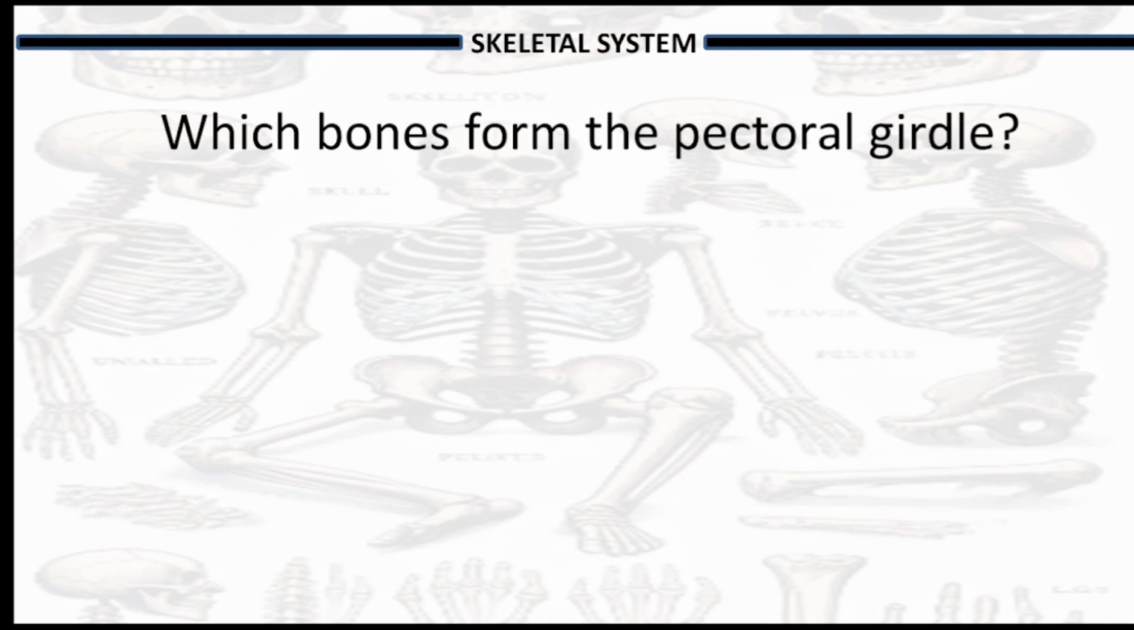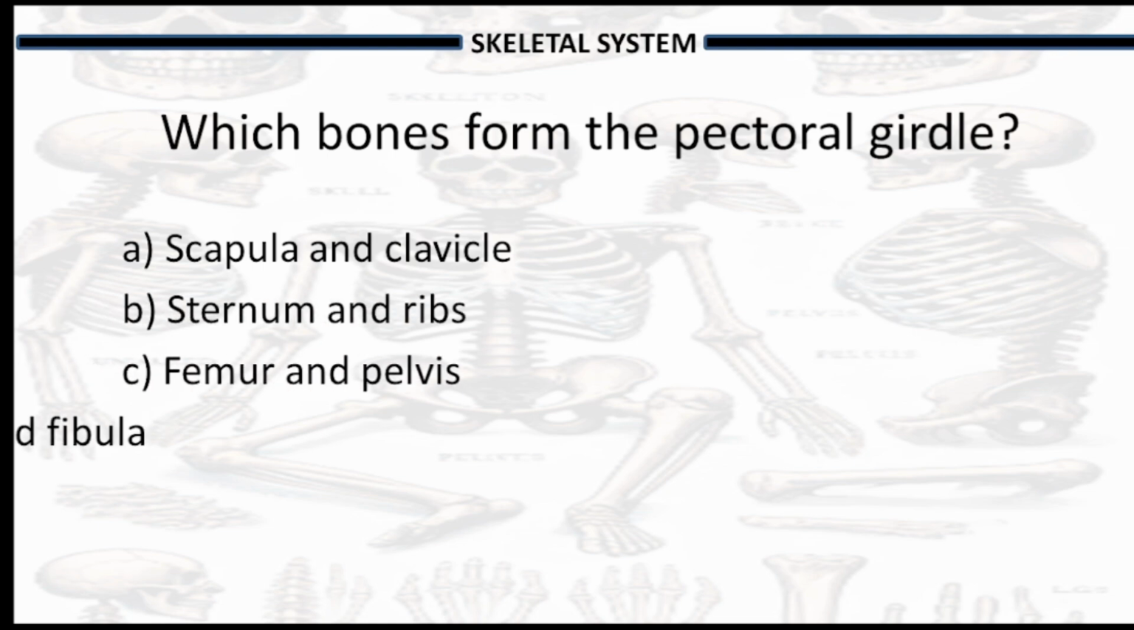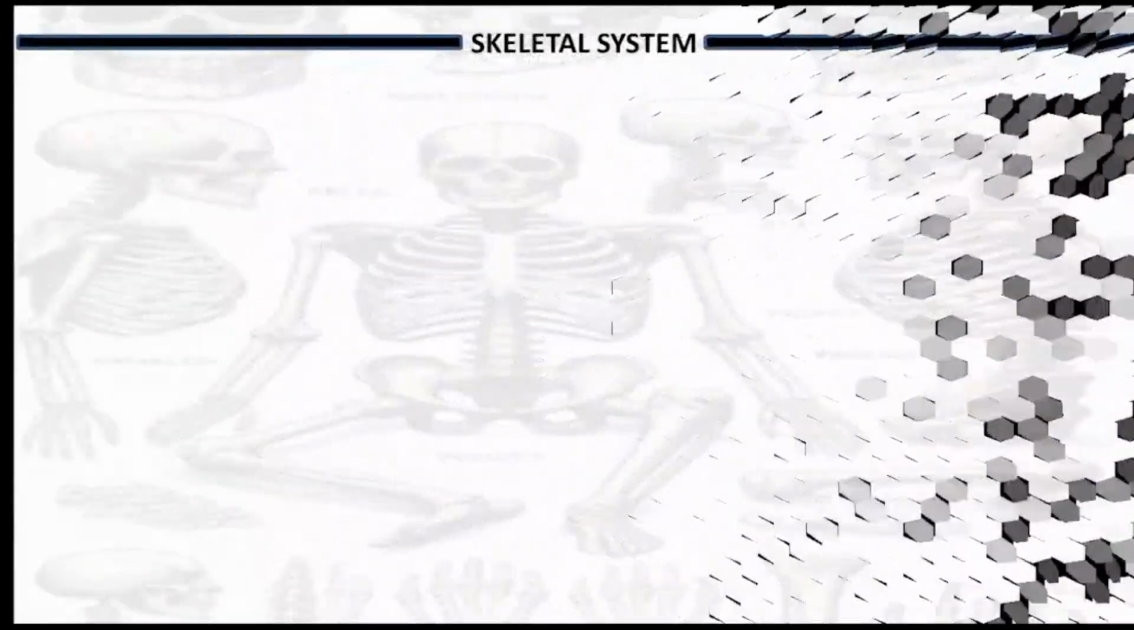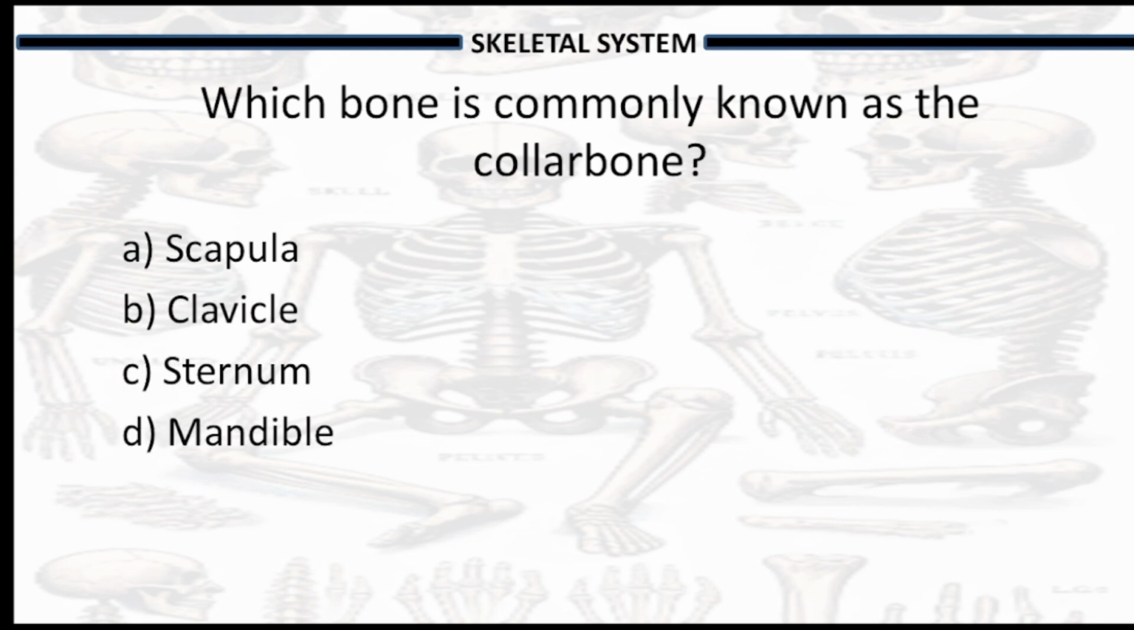Which bones form the pectoral girdle? Scapula and clavicle form the upper pectoral girdle. Which bone is commonly known as collarbone? Clavicle is known as collarbone.